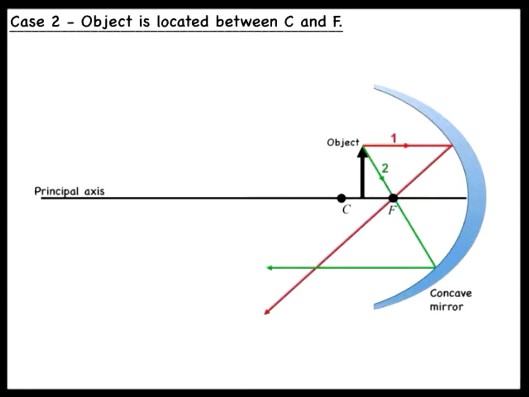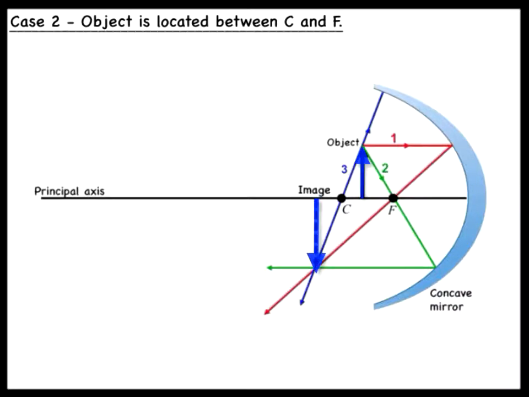Notice that rays 1 and 2 intersect to show the location of the top of the image. We also consider ray 3, which comes from the top of the object along a direction as if it came from the center of curvature C. It then, upon reflection, travels straight back out along the same path. Notice that all three reflected rays intersect at a common point to show the location of the top of the image. Again, the top of the image is located below the principal axis, so that, as in the previous case, the image is inverted with respect to the object.